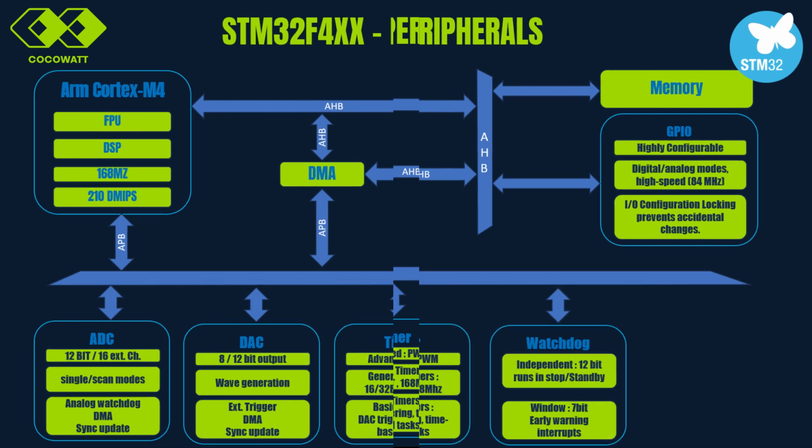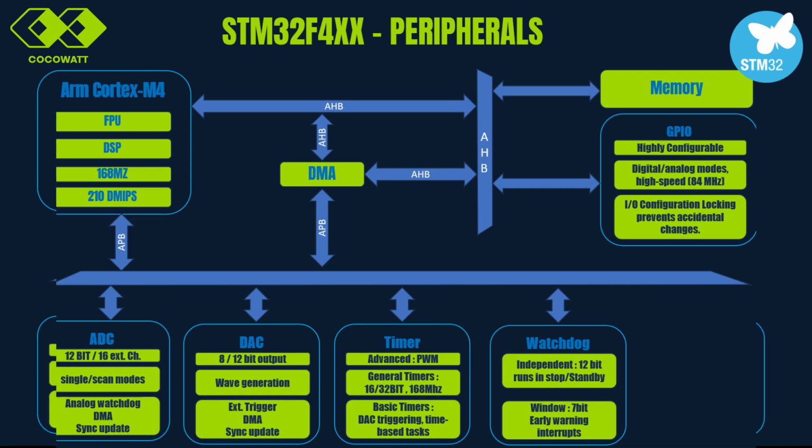This STM32 includes 2 Watchdog timers for system reliability: an independent Watchdog 12-bit down counter clocked by a 32 kHz internal RC oscillator operating in stop and standby modes, and a window Watchdog 7-bit down counter with early warning interrupt capability clocked by the main system clock.